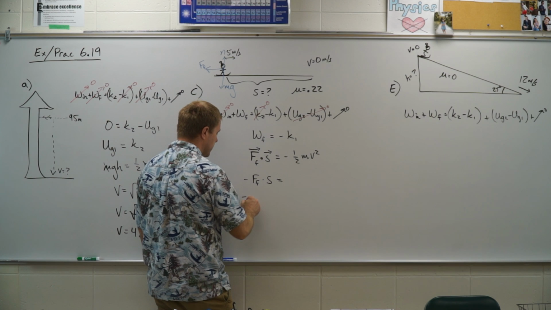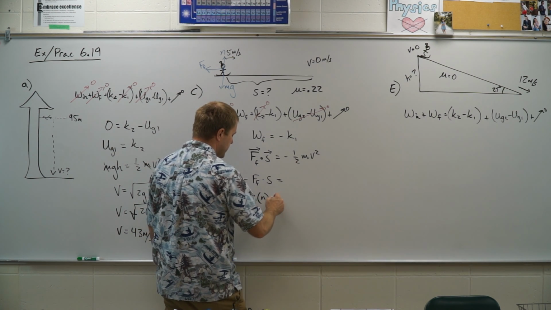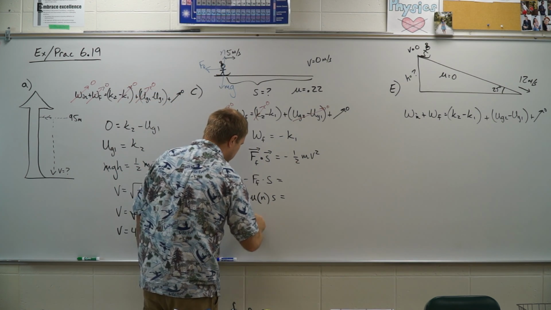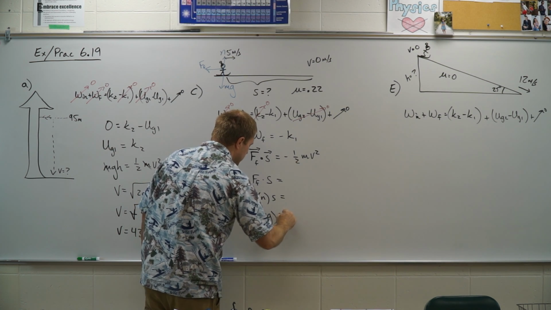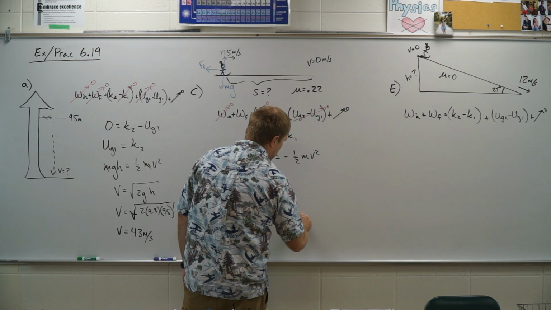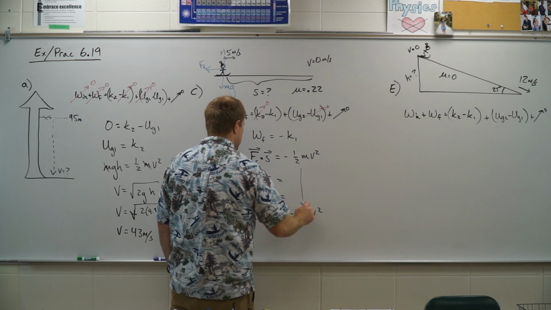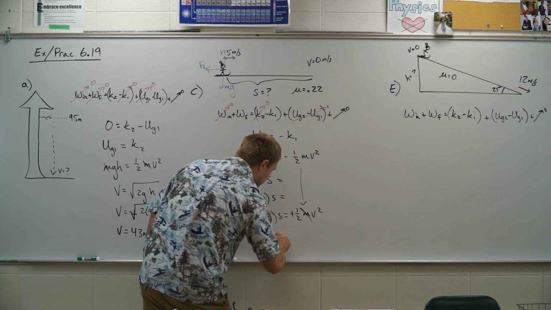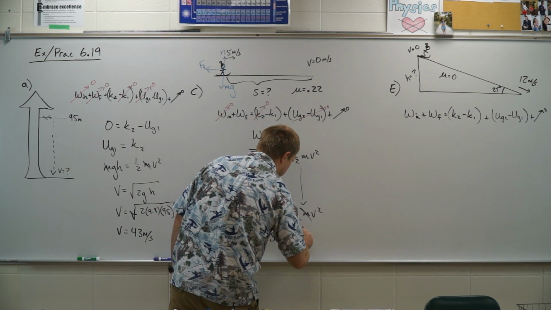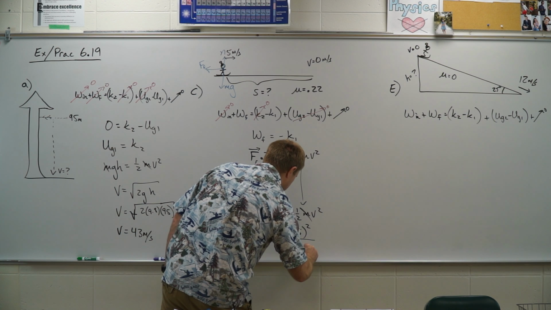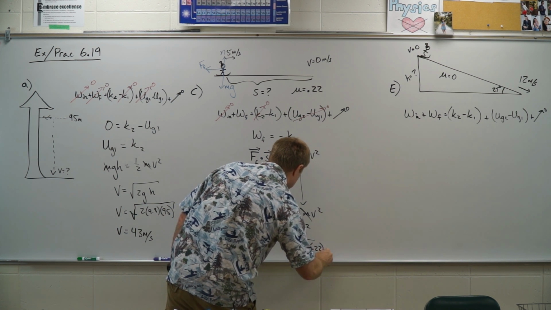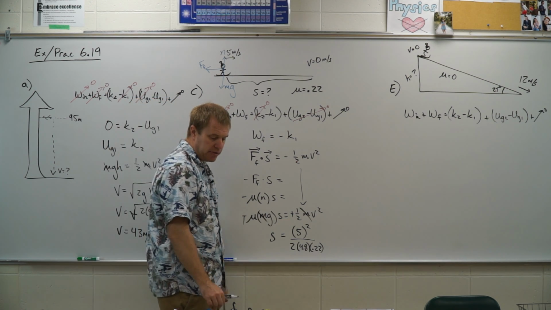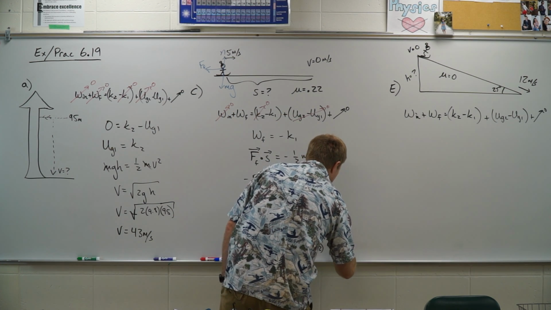This is kinetic friction, so it's mu sub K times the normal force times S. The normal force, in my case, equals mg. So I have negative mu mg times S equals my negative 1/2 mv squared that I brought down here. The m's cancel, the negatives cancel, and now I just have to solve for S. S is going to be V squared, which was 5 squared, divided by 2 times 9.8 times 0.22. And that should solve us for S. S comes out to be 5.8 meters.